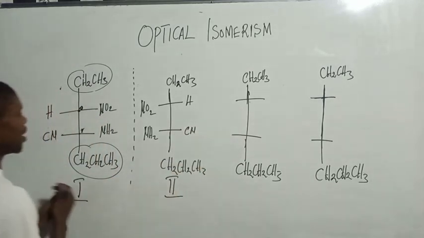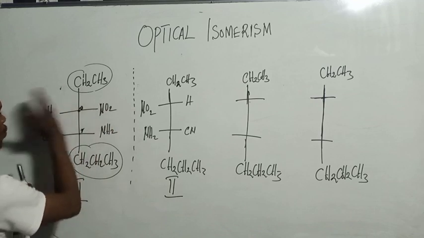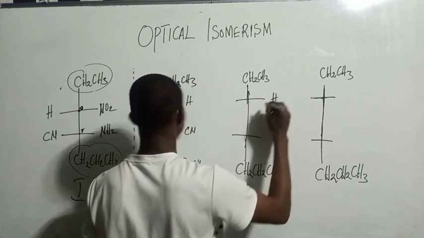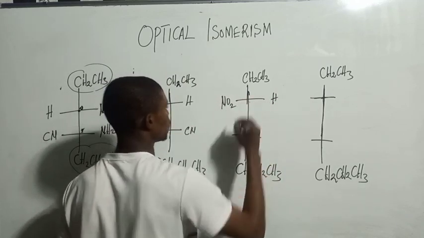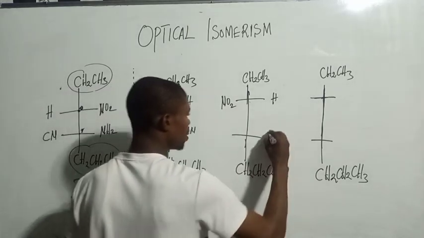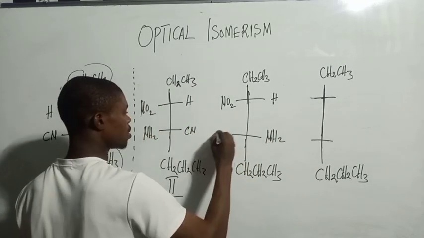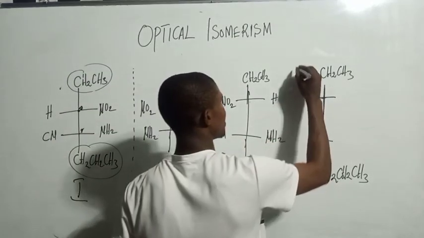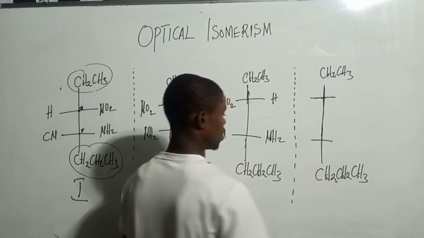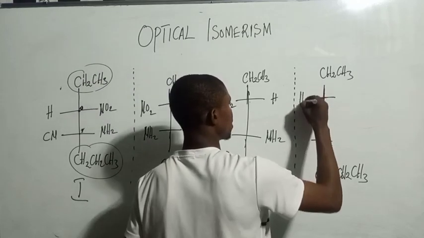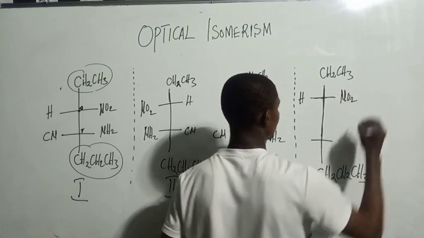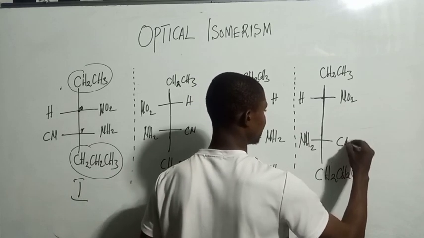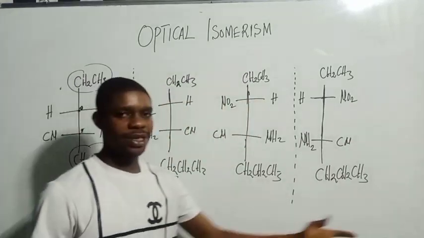Now, let's get the other one here. If I flip this other one here, that is, let's move to the right, let's move to the left. I want to have H and NO2. Can you see that? The other one we need to have NH2 and CN. Can you see that? So how do I get the last one? If I place a mirror here, I want to have H and I want to have NO2. This is that. And I want to have NH2 and CN. So these are the four possible stereoisomers.